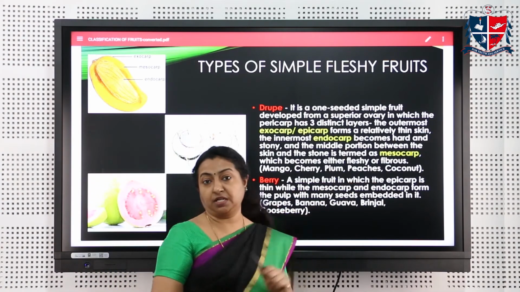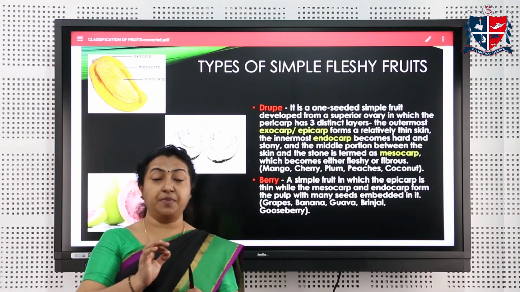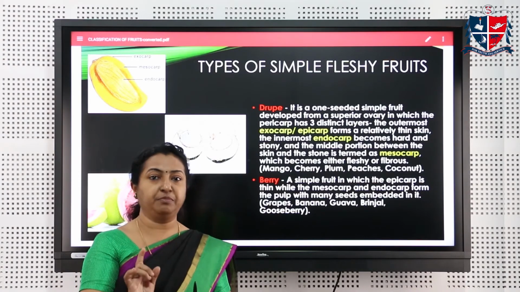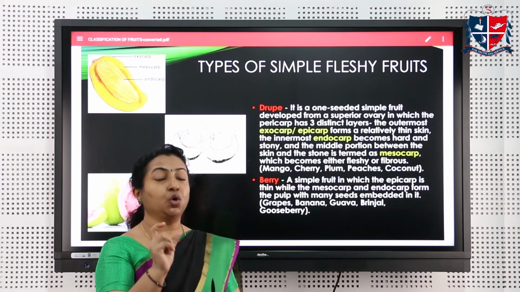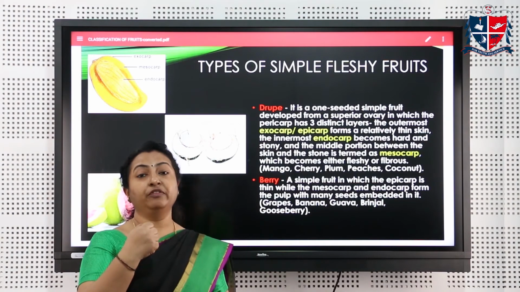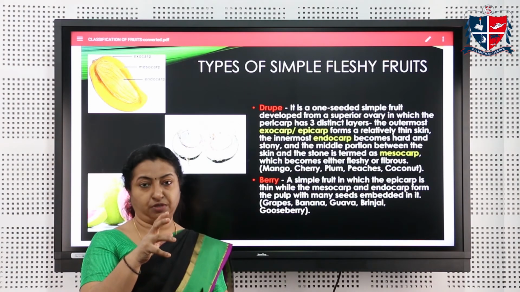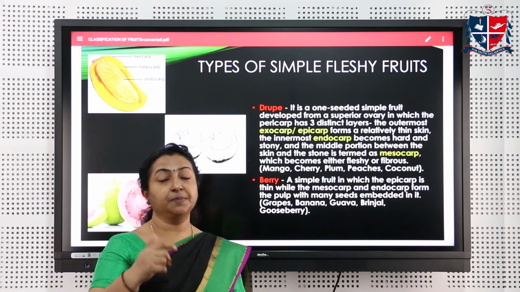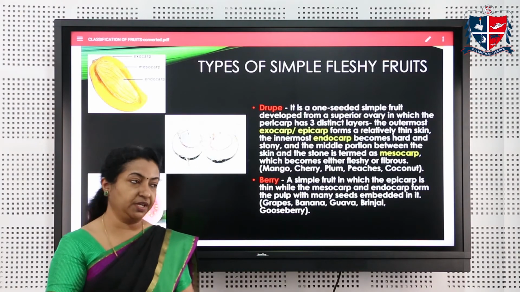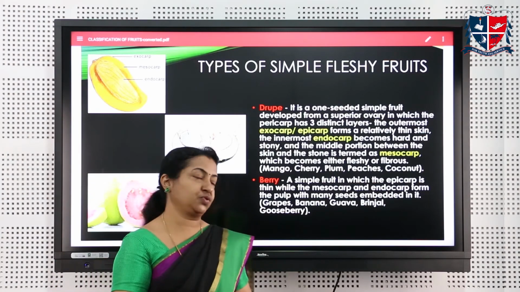Along with the coconut, where the mesocarp is not pulpy but fibrous, and that is the husk of the coconut that we normally remove before taking the seed out. That is, the husk is used as a coir. This is a raw material for the coir industry.